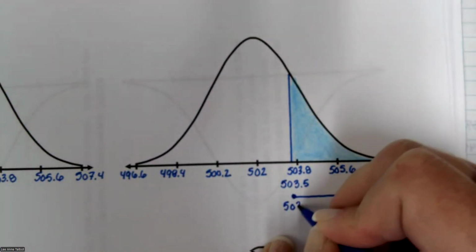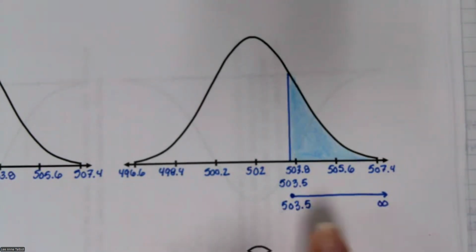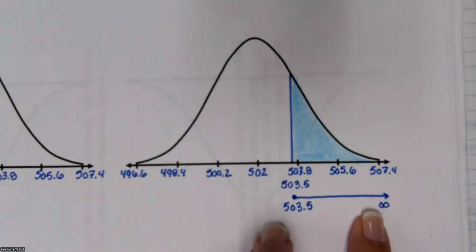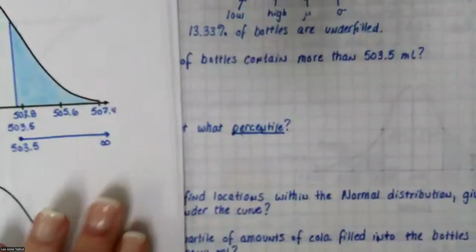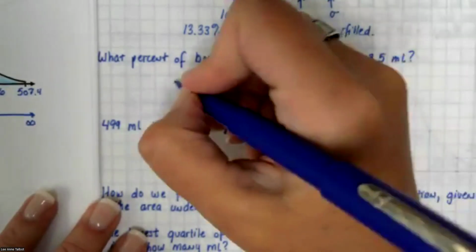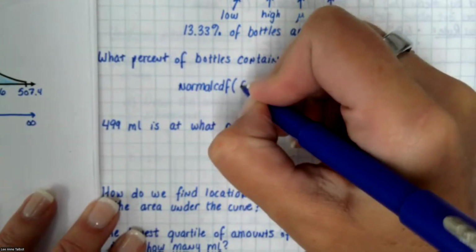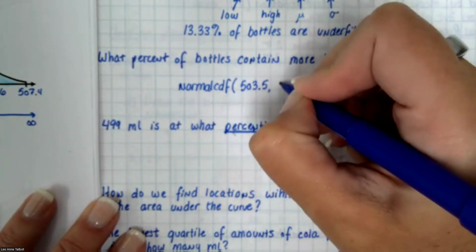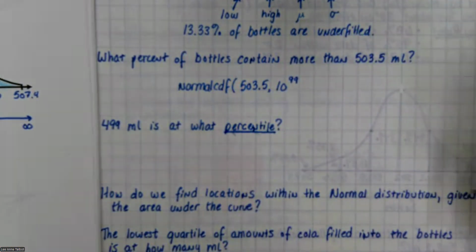503.5 is here, and it's going upwards, which means that we're going to infinity. And now the things switch. This is the low, and this is the high. Do you see what I'm saying? You picking up what I'm laying down? So you actually have to put some thought into, oh, which one's the low, which one's the high. So we're going to use positive 10 to the 99 because we're going to positive infinity.